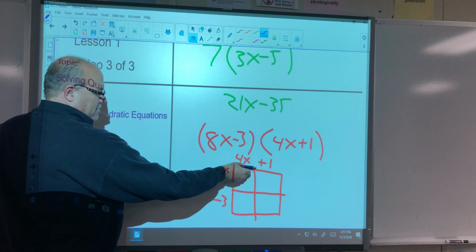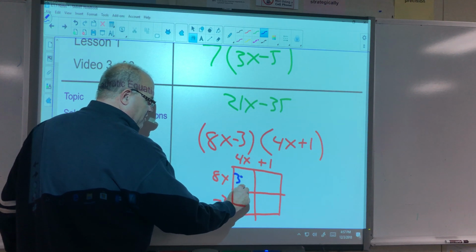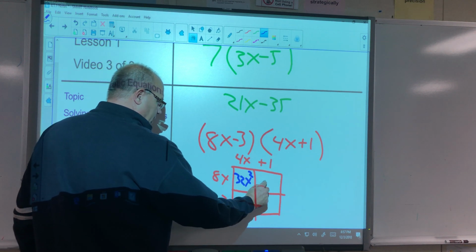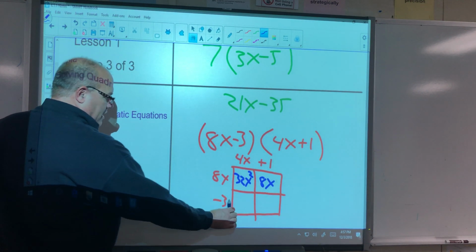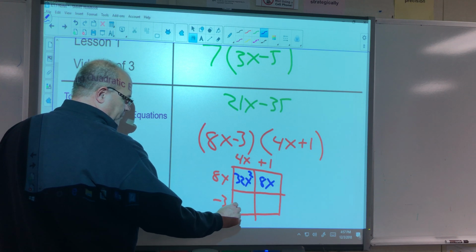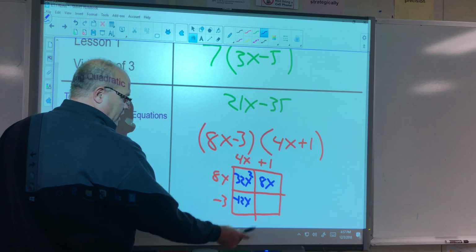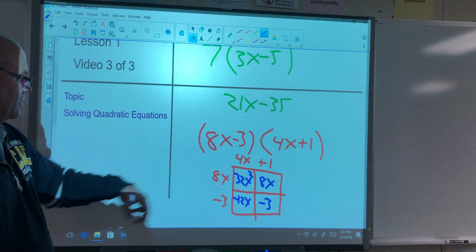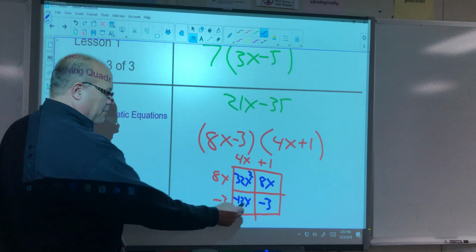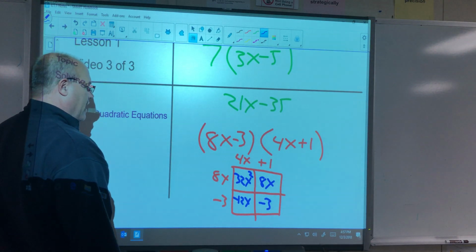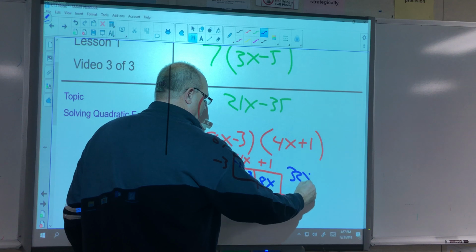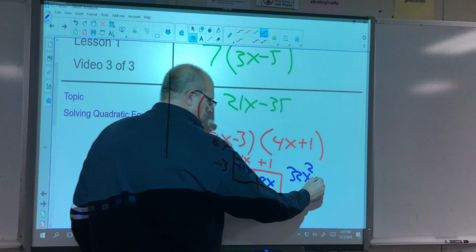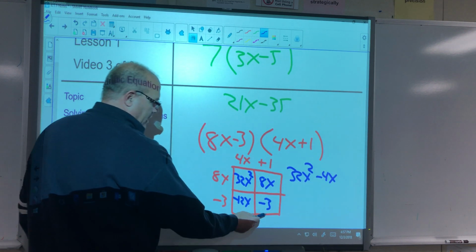So 8x times 4x is 32x squared. 8x times 1 is 8x. Negative 3 times 4x is negative 12x. And then negative 3 times 1 is negative 3. And then you need to write it out. So don't keep it in a generic rectangle. So you write this out, and we combine like terms here. So you're going to have 32x squared. Negative 12x plus 8x is negative 4x. And then minus 3.